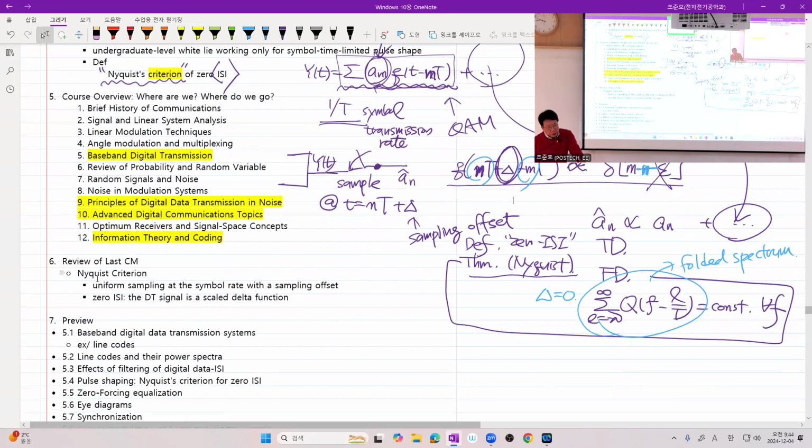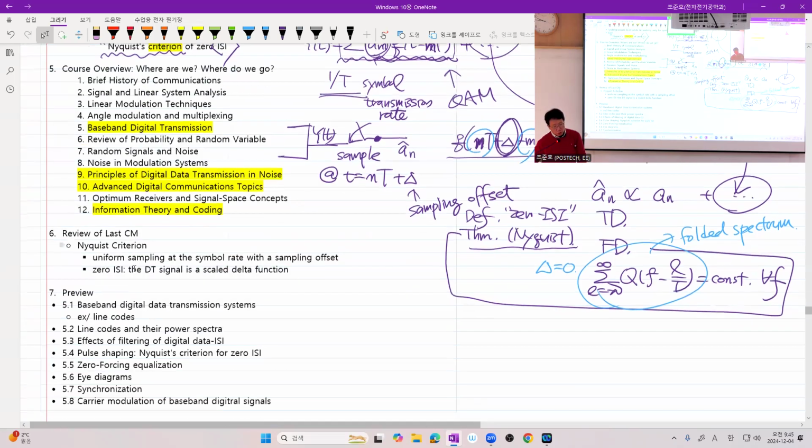Anyway, let me repeat again and again. Nyquist's criterion for zero ISI is a criterion. It's not the universal, only definition. Got it? So you may define your own zero ISI criterion. Never forget.